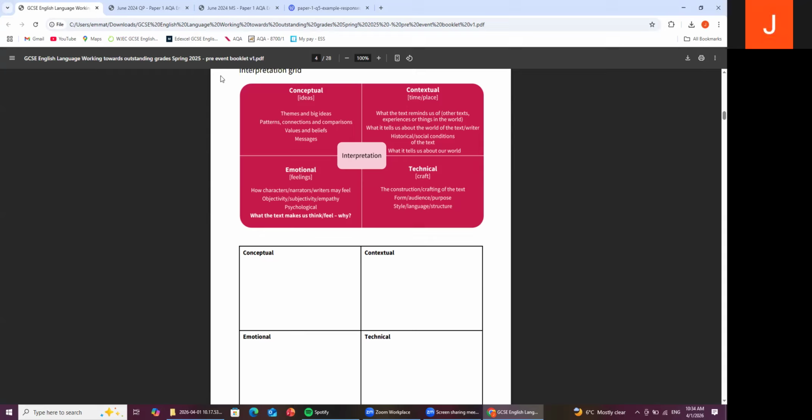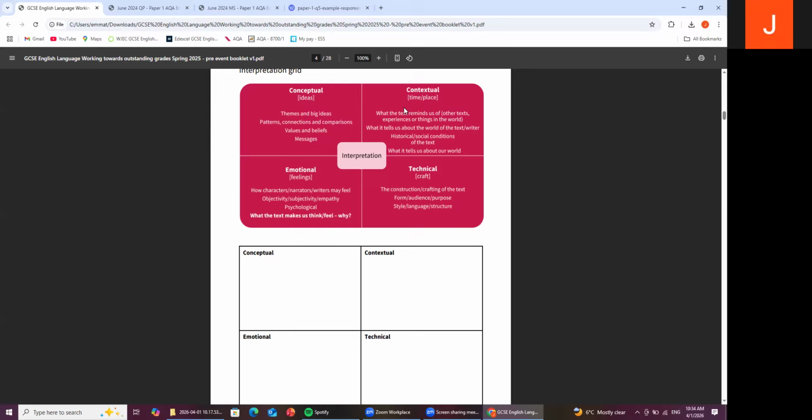If you go into an exam, and you're thinking, I've got 10 minutes. What on earth am I going to talk about? Think about these four areas. So the big ideas, the feelings, the time and the place, and the craft. So I challenge my students to think, if you find a quote, what are the big themes and ideas being explored in the text? Or you could have a look at the message. What do you think the message is from the writer to the reader?